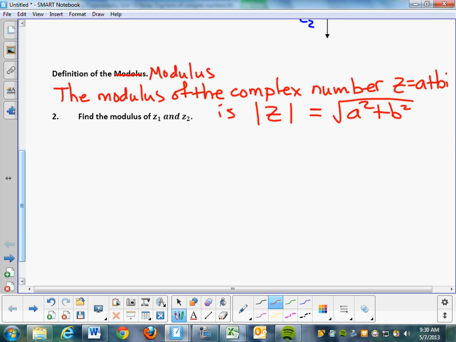Very good. The absolute value of a complex number is the distance that it is from the origin, which you would calculate by using the Pythagorean theorem. So it is the square root of a squared plus b squared. So it says find the modulus of z1 and z2.